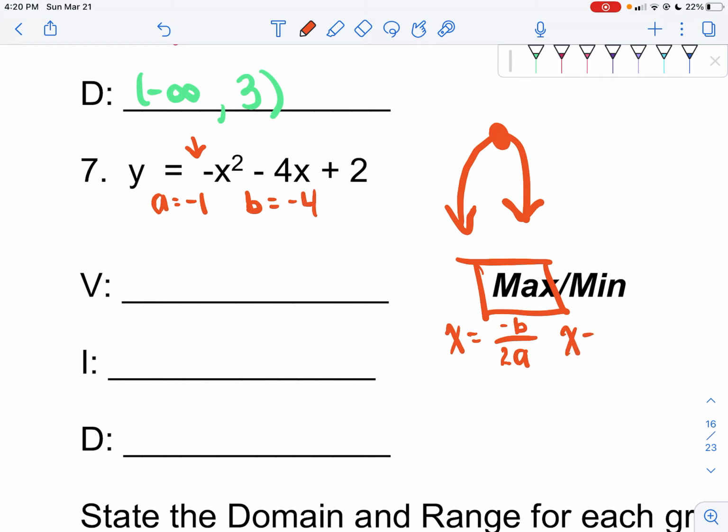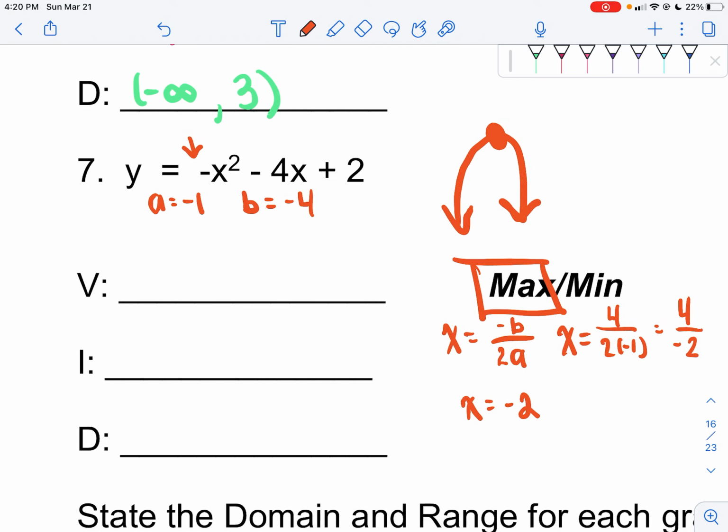So x equals, the opposite of b would give us positive 4, since we started with b being negative 4, over 2 times a, 2 times negative 1, equals 4 over negative 2. So x is 4 divided by negative 2, which is negative 2.